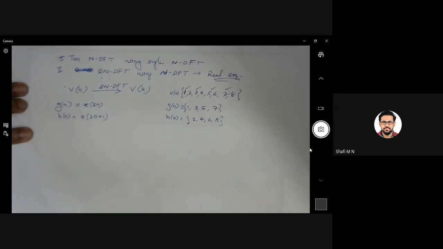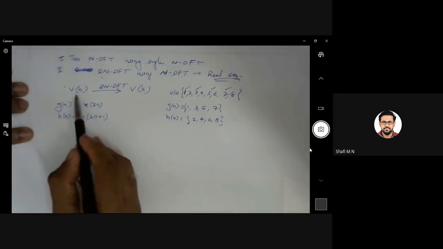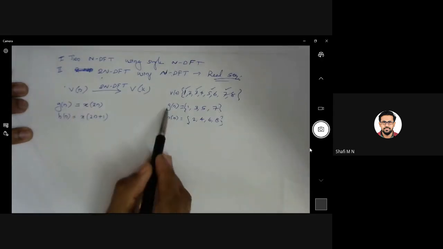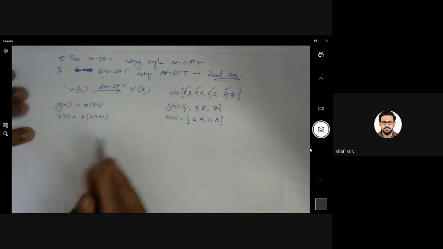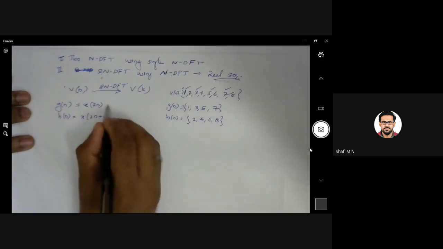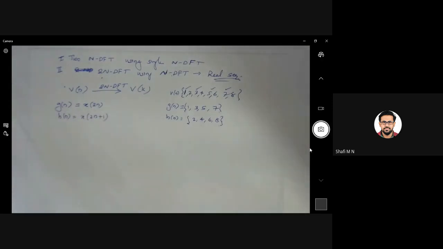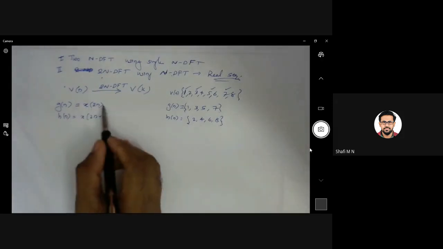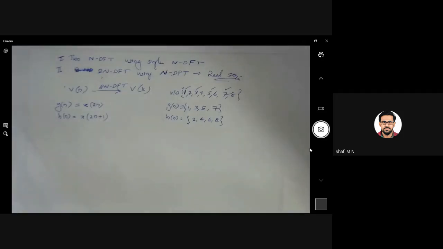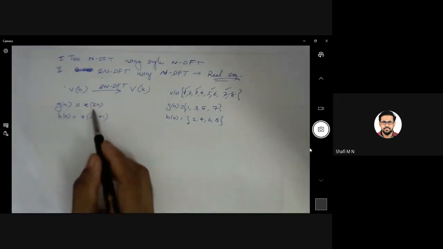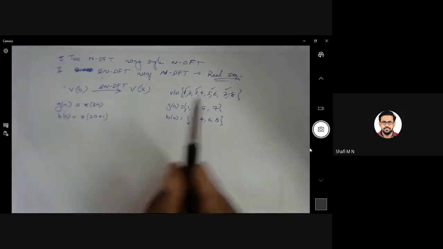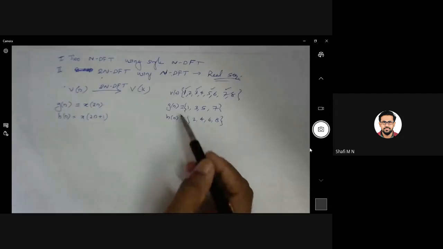So this is the first step. You have to split your sequence into a shorter, half-length sequence. So that is g of n and h of n. The next step is to find the DFT of these two sequences. Again, if you want to find the DFT, what can you do? How will you find the DFT of this sequence?